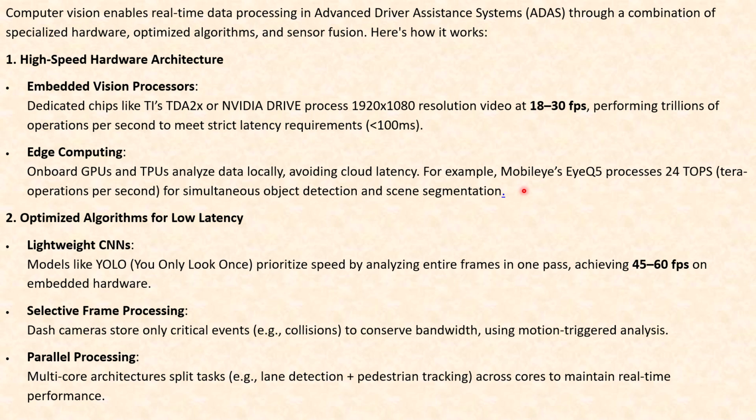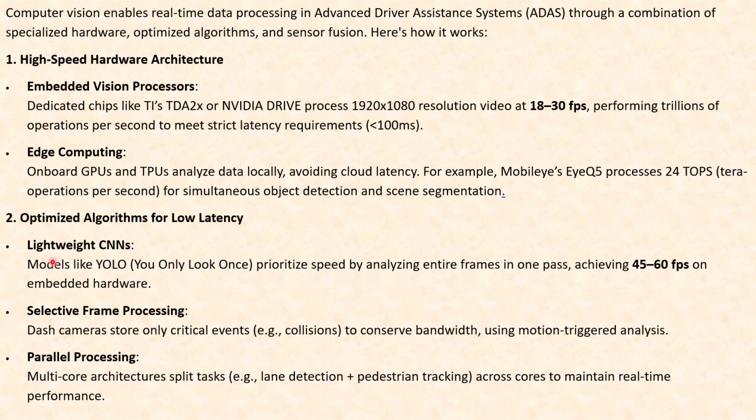Now coming to edge computing, onboard GPUs and telematic processing units analyze data locally, avoiding cloud latency. Okay, so this graphic processor unit and telematic processing unit avoid the cloud latency. For example, Mobileye's EyeQ5 processes 24 tera operations per second. This is for simultaneous object detection and scene segmentation.